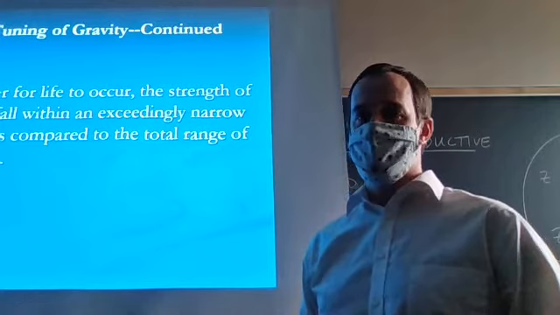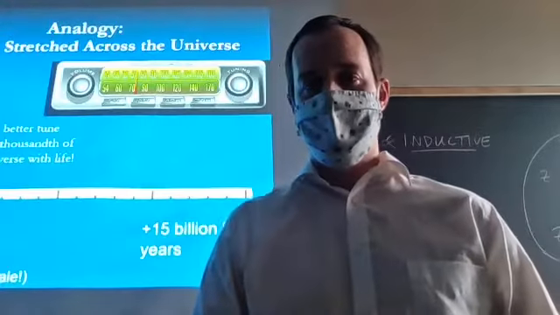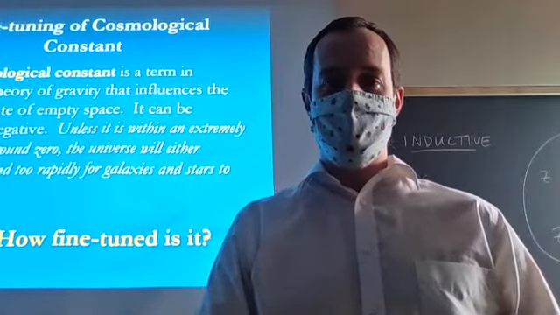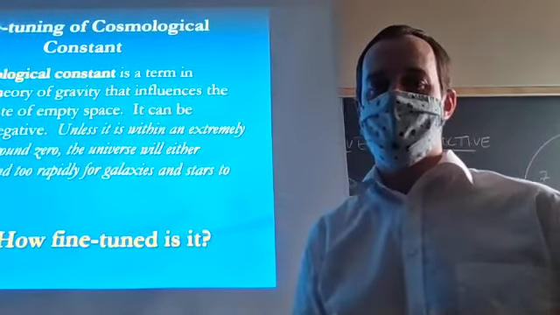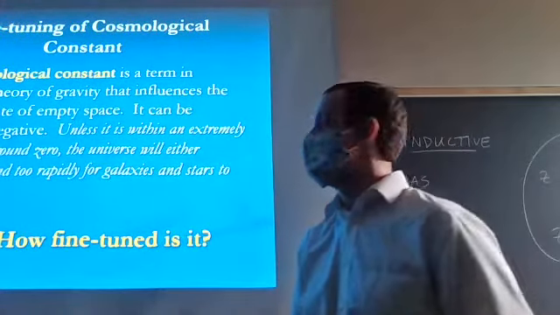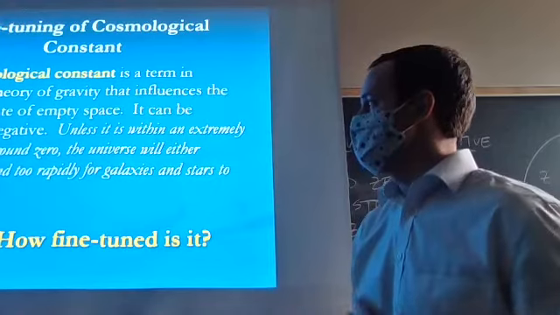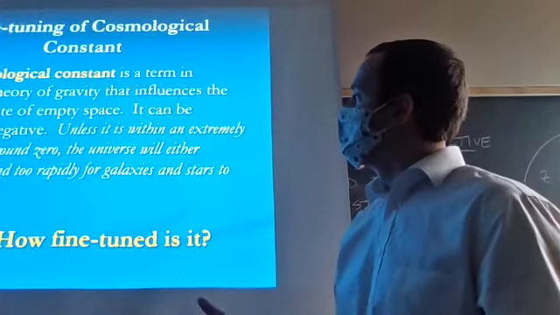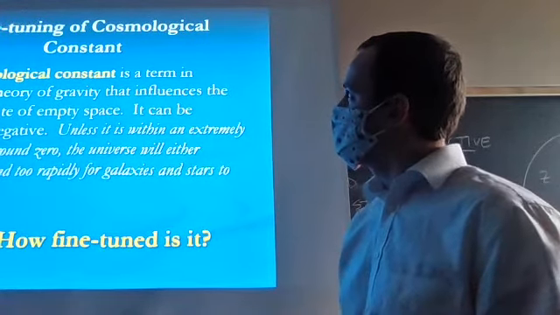Thus, in order for life to occur, the strength of gravity must fall within an exceedingly narrow range of values compared to the total range of force strengths. It has to be very, very, very precise. Again, the question, why is it so precise? Why is it this particular way? Is it chance, or was there design here?